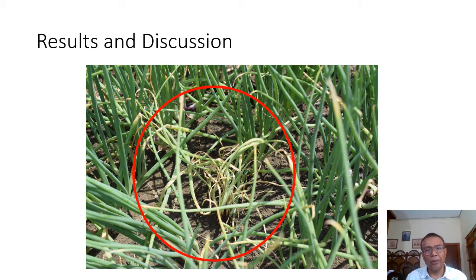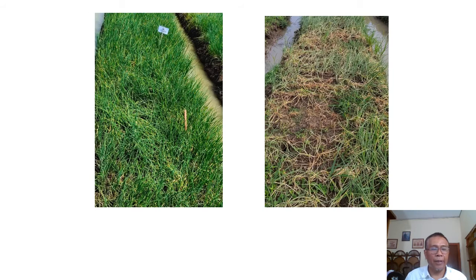This picture shows the symptoms of the moler disease. You can see here, on the left hand, the healthy plants in a certain field. And on the right hand, we can see that almost all of the plants were dead.